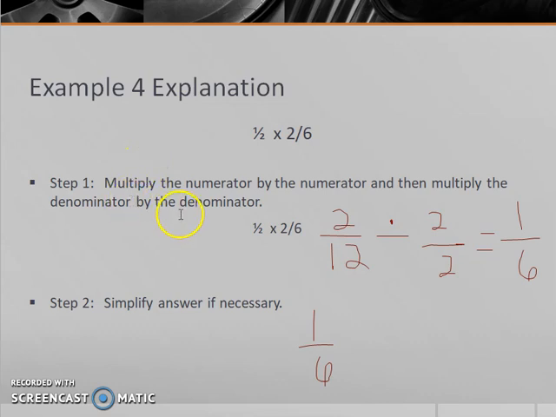Okay, so the first step that you're going to take here is multiplying the numerator times the numerator. So 1 times 2 equals 2. 2 times 6 equals 12. We know that 2 and 12 have a number in common, and that's going to be 2. So we're going to divide the numerator by 2 and the denominator by 2, and the final answer would be 1/6. So I simplified the answer to 1/6.